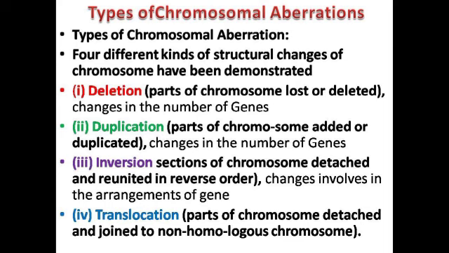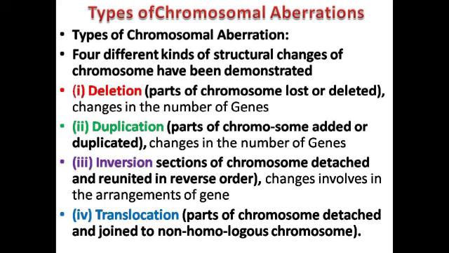Number one, deletion. This includes part of chromosome being lost or deleted. It causes changes in the number of genes. Second one, duplication. It includes part of chromosome added or duplicated. This may also cause changes in the number of genes on the chromosome.